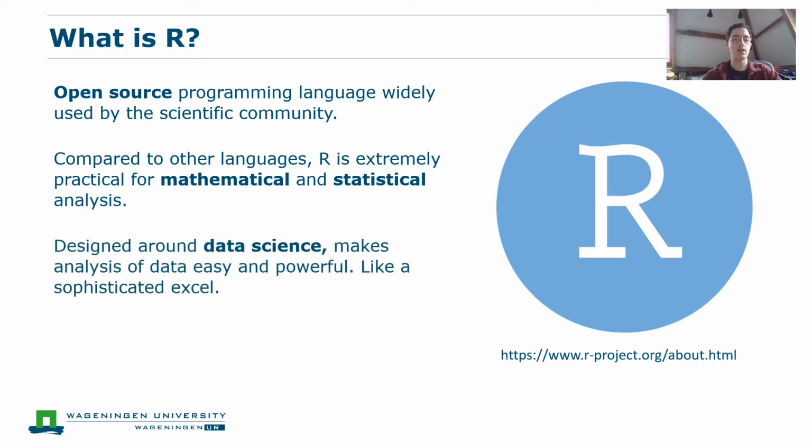R is designed around data science, and that makes it very powerful. Essentially, I like to think of R as a more sophisticated Excel, in which you can actually program things. So, if you have tables that you need to do certain operations with, in Excel, you would have to do that semi manually. Whereas in R, you can fully automate the process and have a pipeline that you can apply to multiple data sets over and over. And I think that's part of the great power of R.